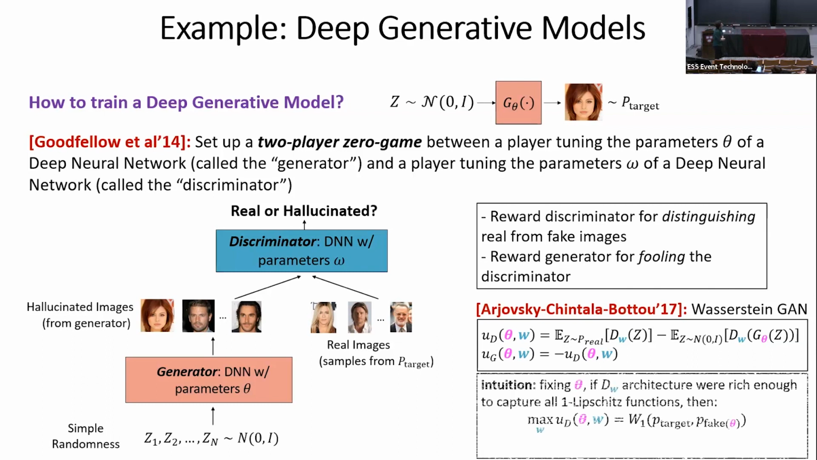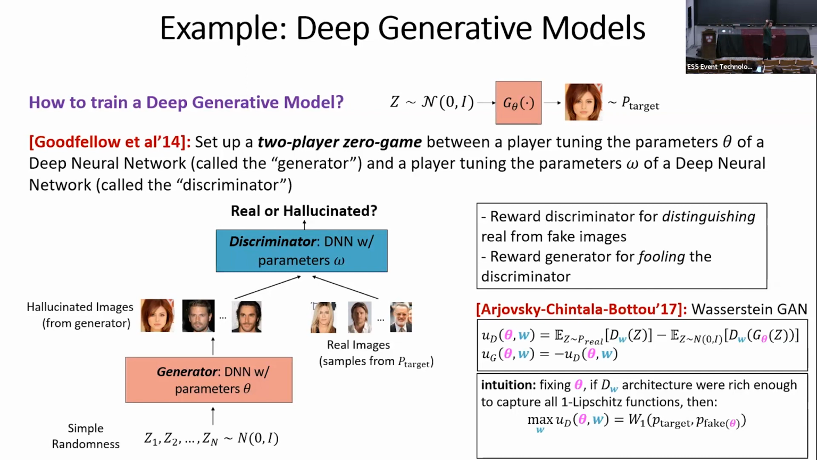And that kind of makes sense, right? Because here's the intuition. If you fix the parameters of the generator, then you fix the distribution that it produces. That's the P fake indexed by theta, the output distribution of the generator. This is the real distribution. So if the architecture of the discriminator was rich enough to capture all one-Lipschitz functions, then maximizing over W is basically selecting the best Lipschitz function to do the best possible discrimination job between the real distribution and the fake distribution. So basically, this would be the Wasserstein distance between the real distribution and the fake distribution, right?